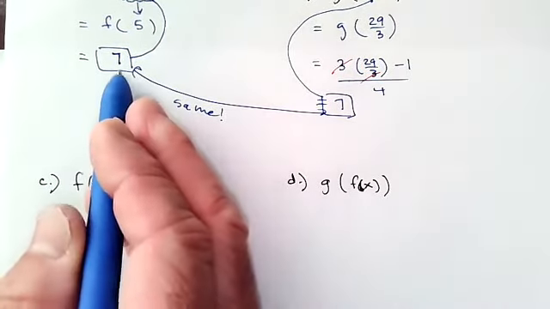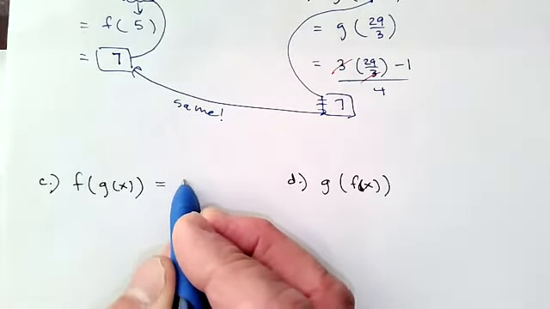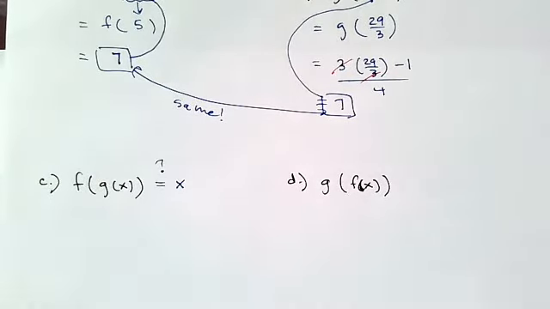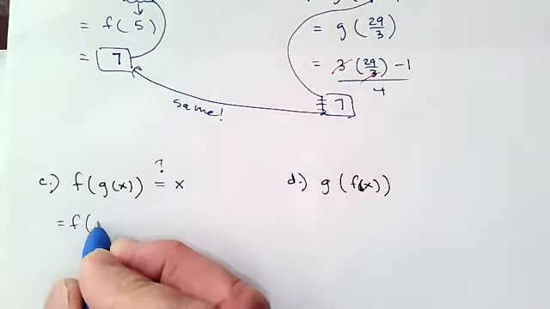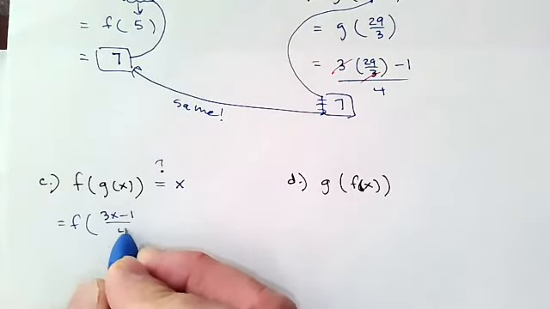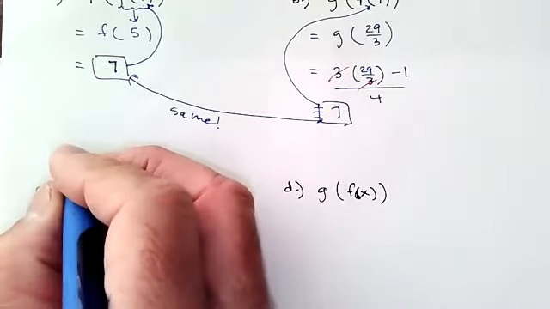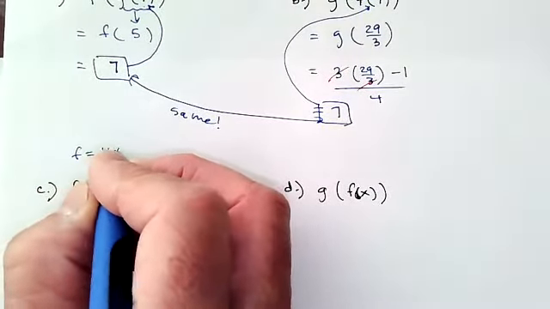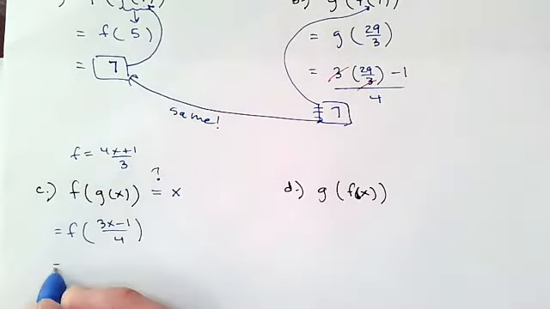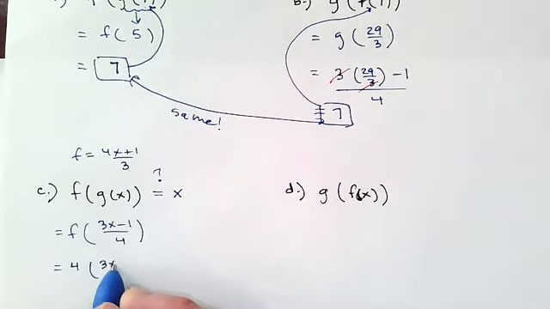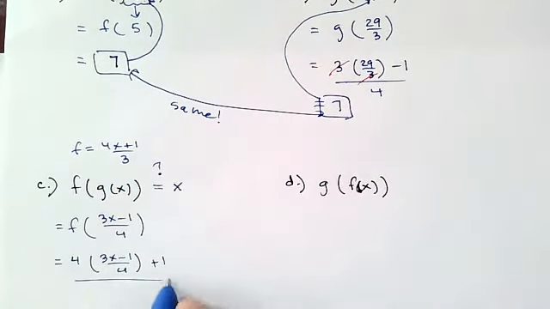If what we're seeing up here is true, we're expecting to get back our original input, which was x. I'm going to put a question mark. Well, let's see. g of x is the function (3x minus 1) divided by 4. So I have to do f of that. I guess I don't have f of x. Let me rewrite that. f is (4x plus 1) over 3, so I would plug this in for x. So 4 times (3x minus 1) over 4, plus 1, and divide the whole thing by 3.